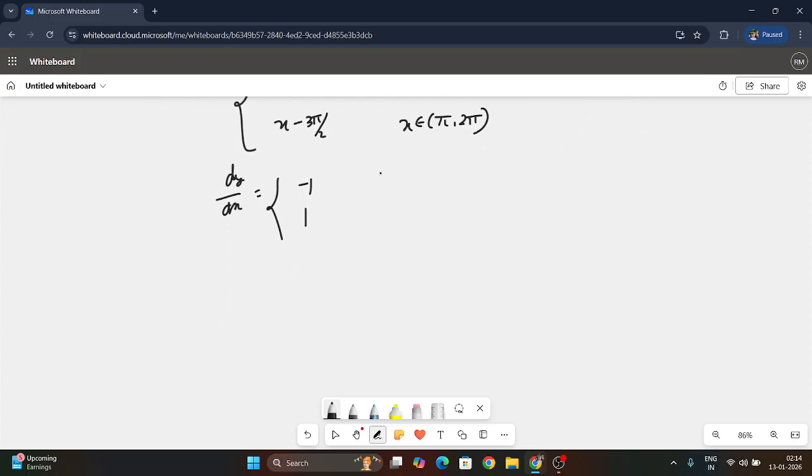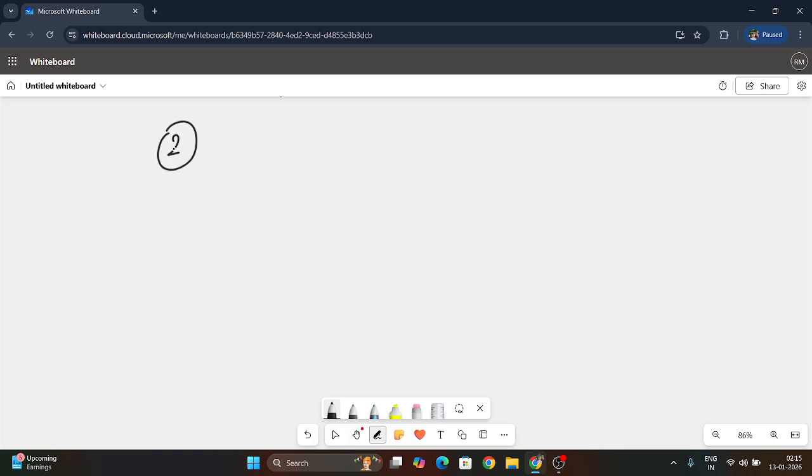The second question is, you have to differentiate y is equal to sine inverse of 2x root of 1 minus x square. So we have to differentiate it. And there are three cases.